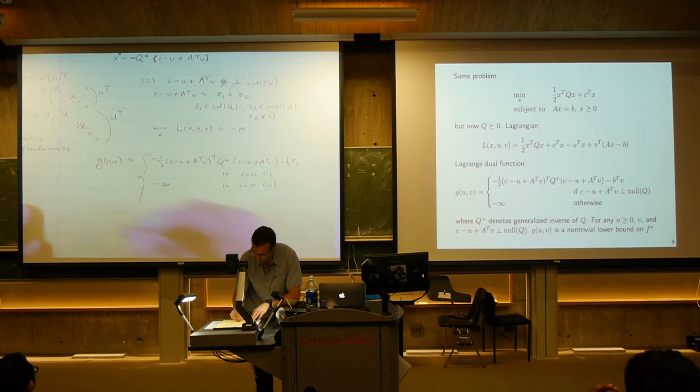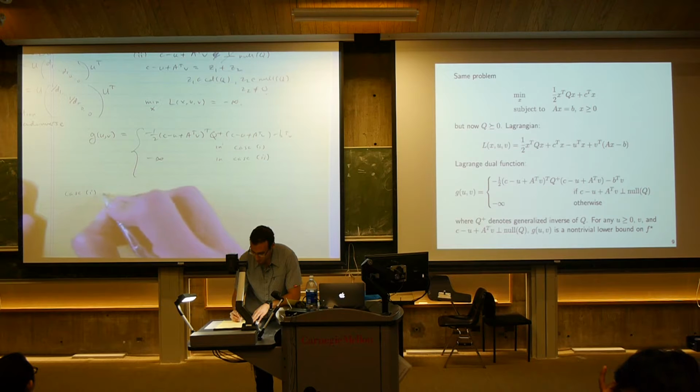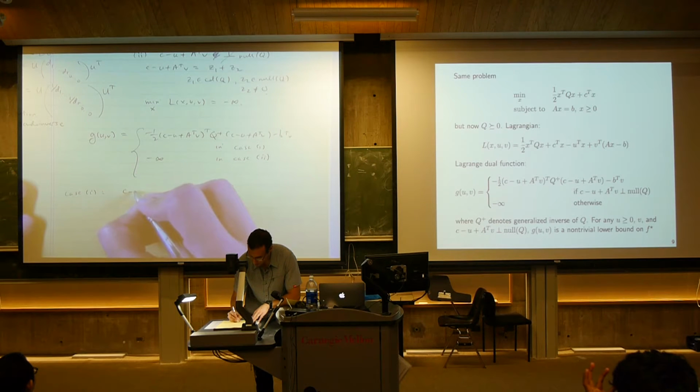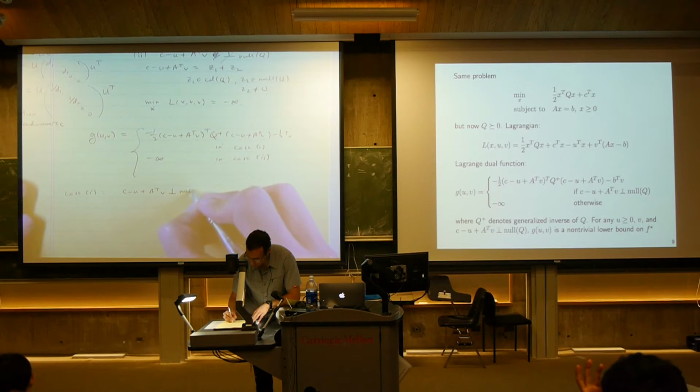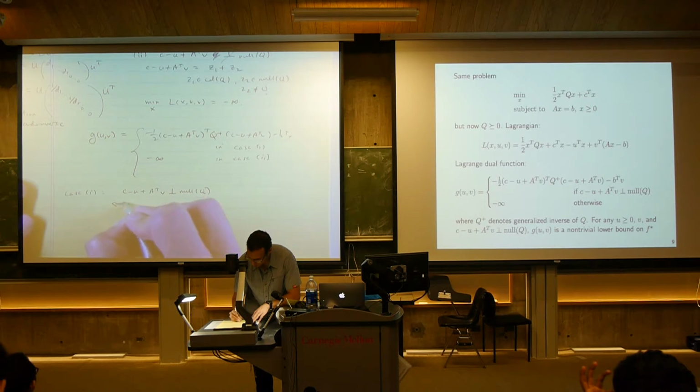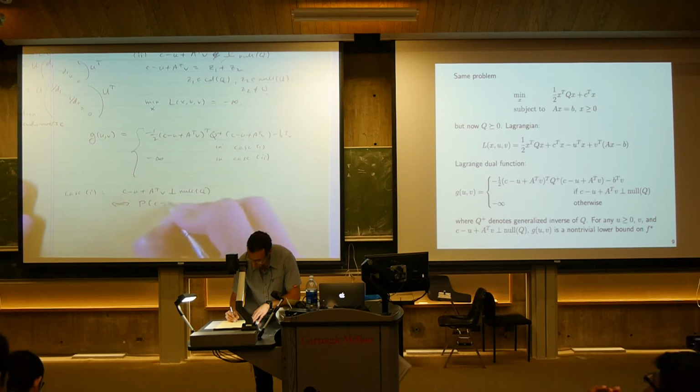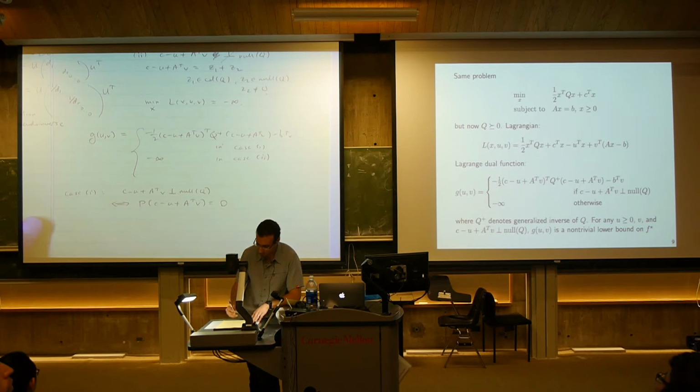Just to write that down so we don't forget, case 1, which is c minus u plus A transpose v being orthogonal to the null space of Q, is actually equivalent to a matrix P times c minus u plus A transpose v being equal to 0. I can think of that as just a bunch of equality constraints on u and v, where P is the projection matrix onto the null space of Q.